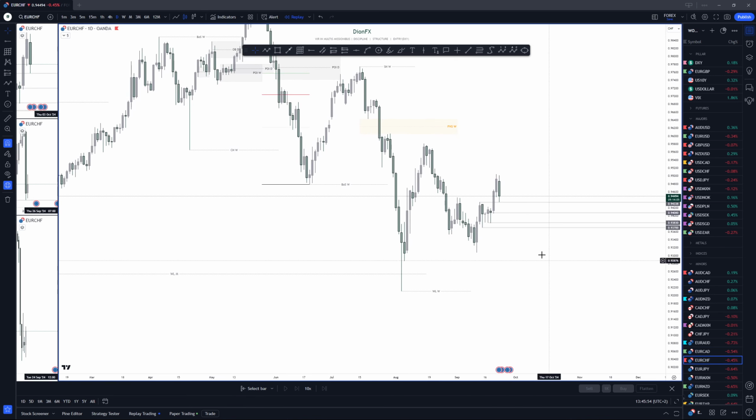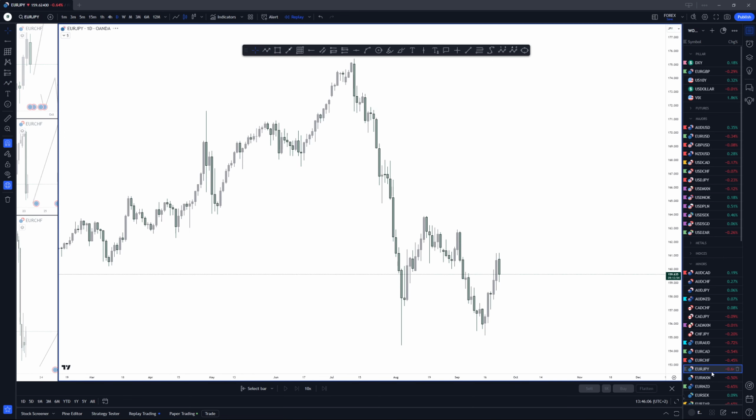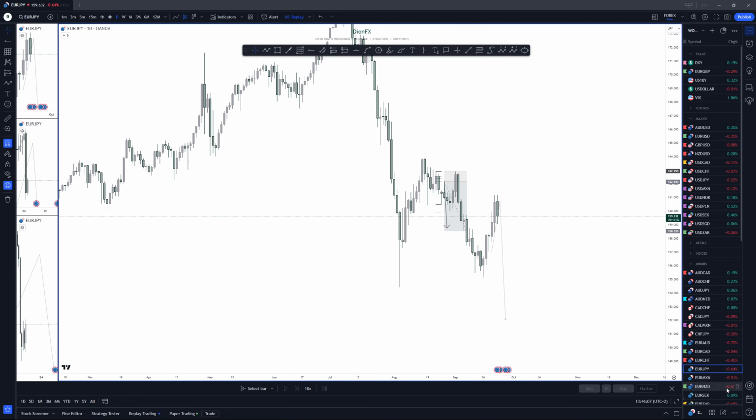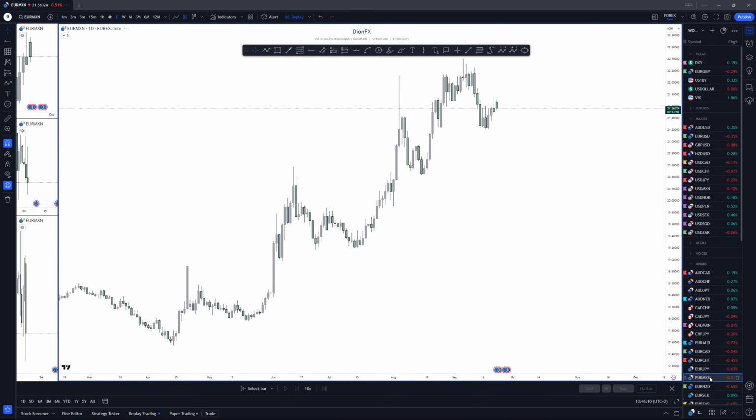Euro CHF, leave this one be. I like continuation buys from this fair value gap. If you take out this low, look for continuation lower. Euro JPY, continuation sells to the downside. Euro MXN, also I like the sells.